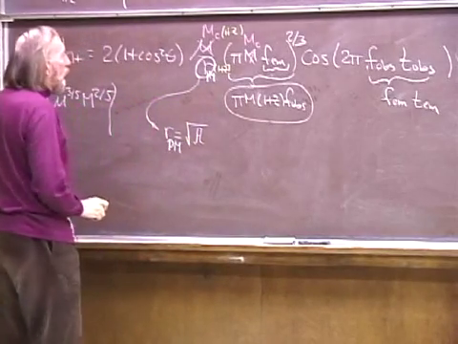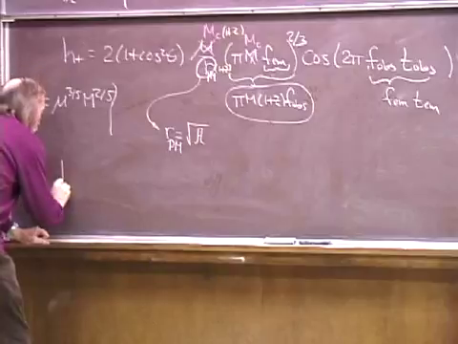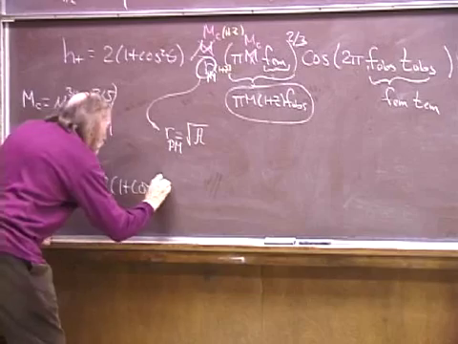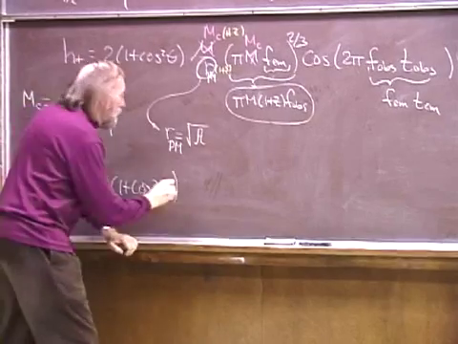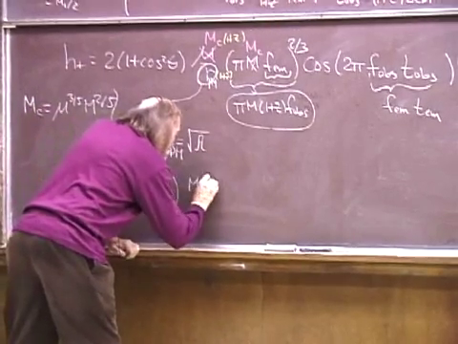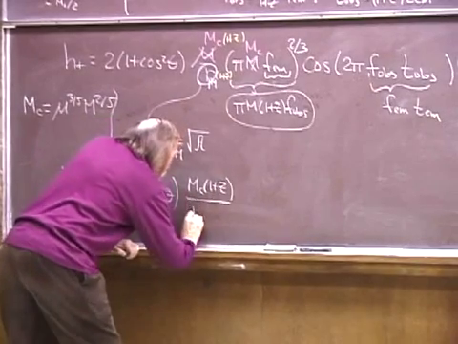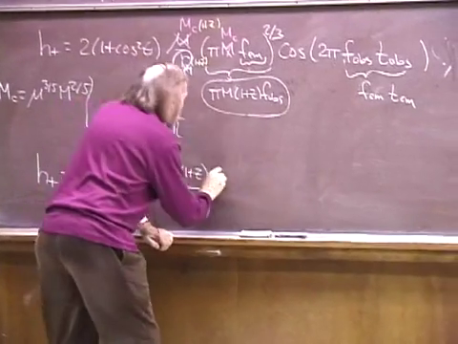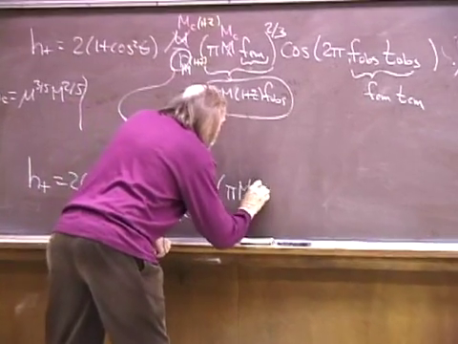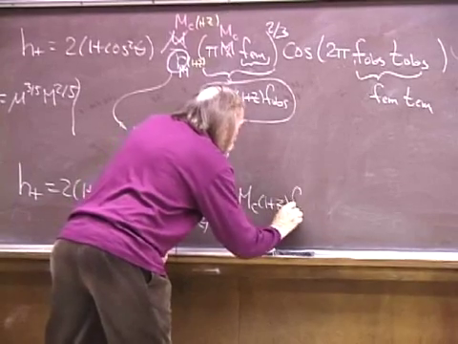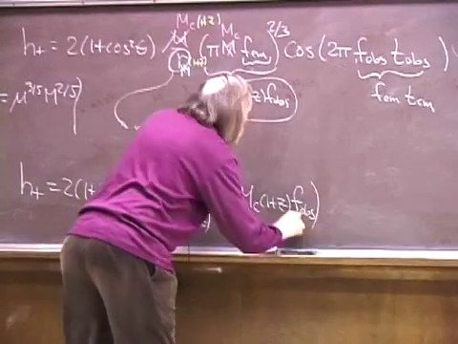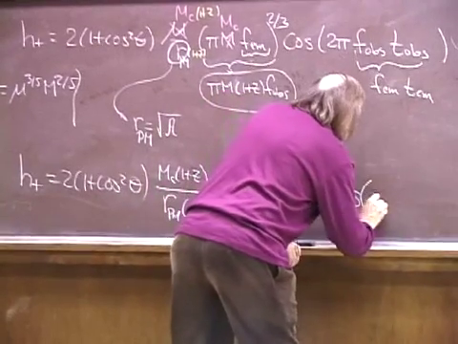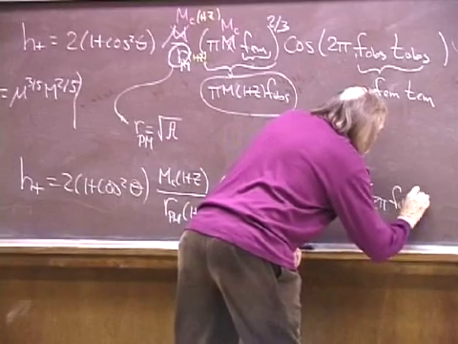And then I have the final answer that H plus is equal to 2 times 1 plus cosine squared of the inclination angle. I have chirp mass times 1 plus z divided by the proper motion distance times 1 plus z. Then I have pi times chirp mass times 1 plus z, F observed to the 2/3. I have the cosine of 2 pi f observed t observed.